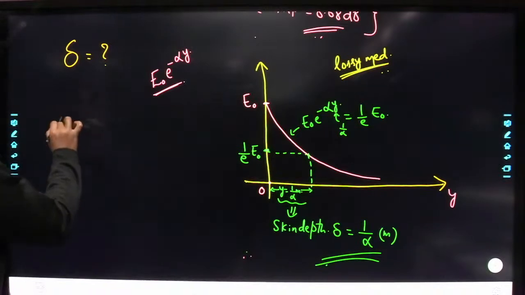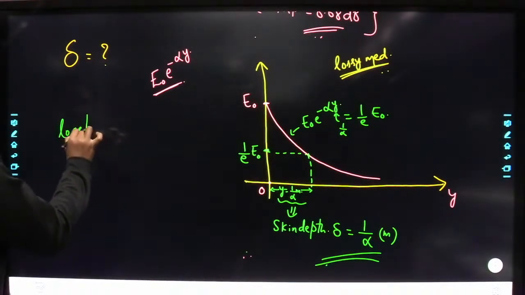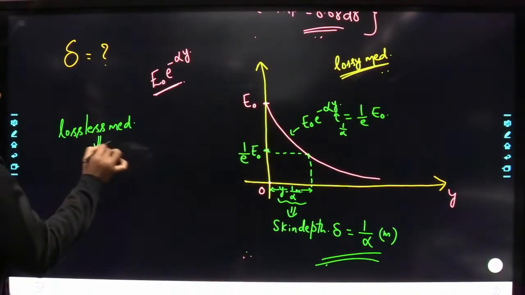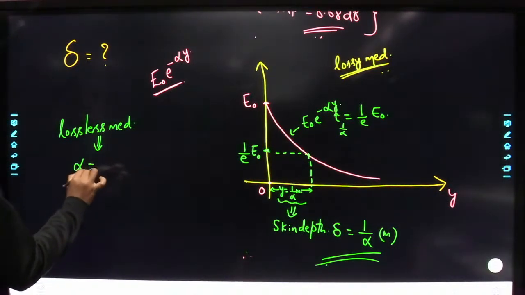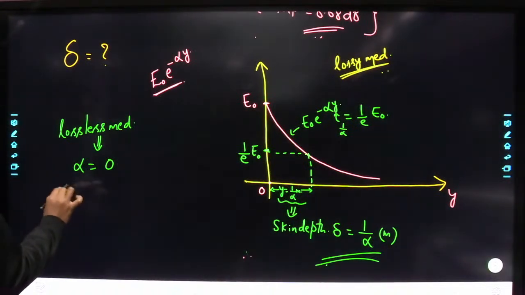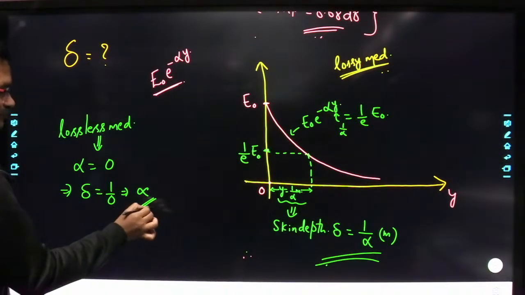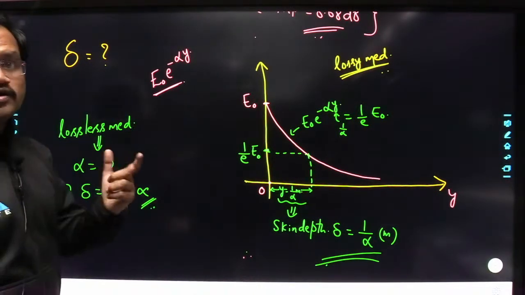So if I consider lossless medium, the alpha is equal to what? Alpha is equal to 0, which means what? Delta is equal to 1 by 0, which is nothing but what? Infinity. Yes or no? This is the skin depth in case of lossless medium.